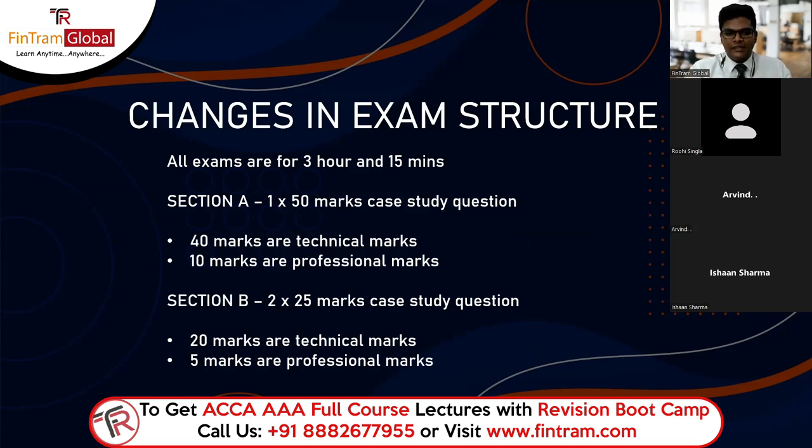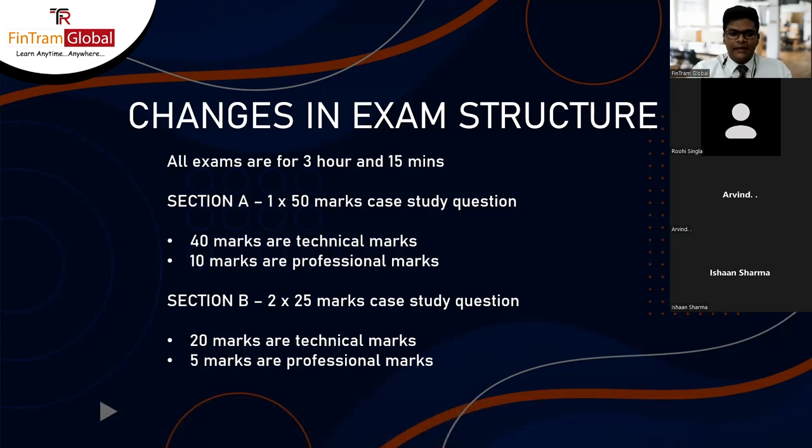But when it comes to the mark allocation, we have 50 marks in Section A for all these three subjects, that is Advanced Audit and Assurance, Advanced Performance Management, and Advanced Financial Management as well. And out of these 50 marks, 40 marks will be technical marks, which you will have to score by answering the particular requirements. And 10 marks will be for demonstrating the professional skills in your answer. And then you will also have Section B as well. In Section B, we have 2 25-mark case study questions. And within each of these 25 marks, 20 marks are technical marks, as well as 5 marks are professional marks, okay, folks.